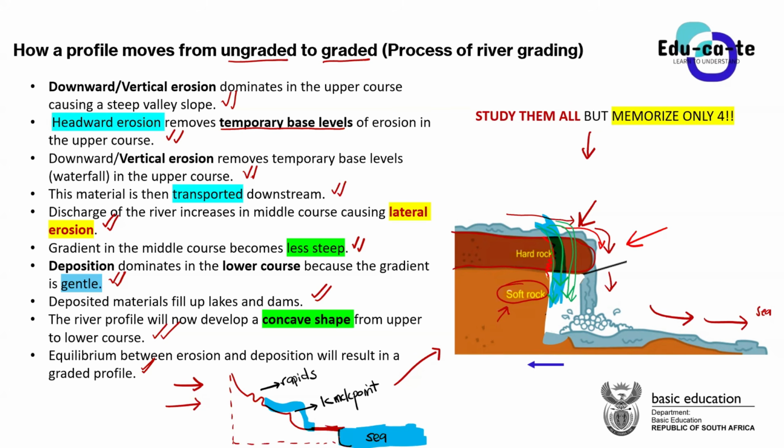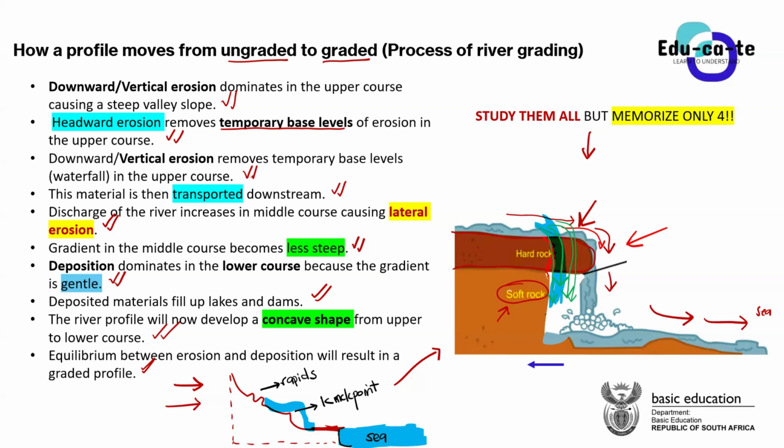At the upper course, you just need to mention downward erosion as well as headward erosion, those two. But we know that the most dominant erosion type is vertical erosion. It is the one that dominates at the upper course. But we also have headward erosion.